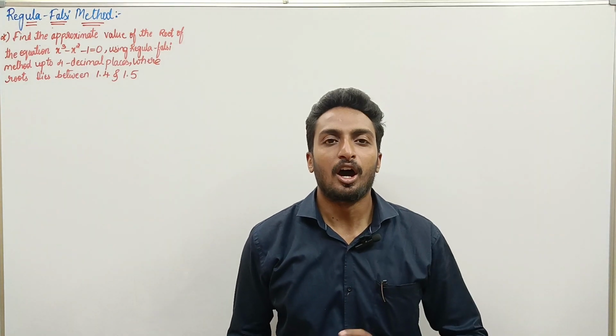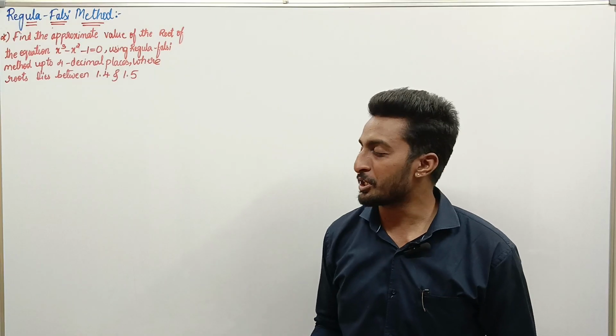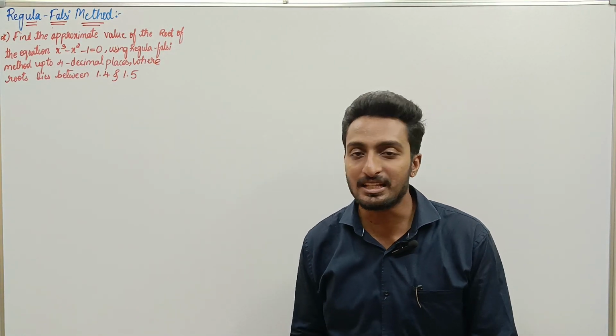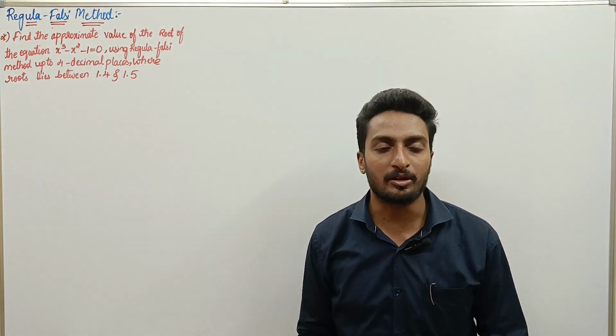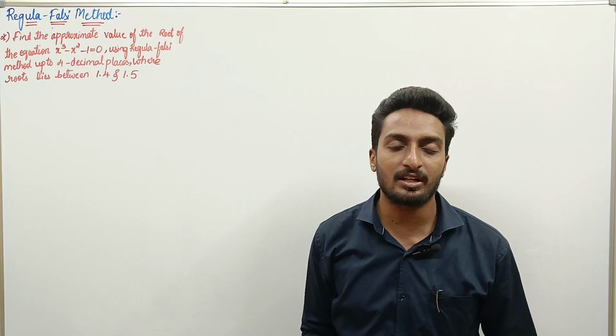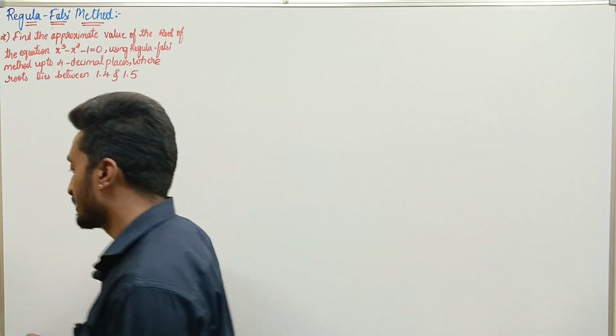Today we are going to learn how to solve the problem on the Regula-Falsi method. Considering the given equation with respect to four decimal values, they have only given that the root lies between 1.4 and 1.5. This is one of the important questions which was asked in the previous main examination. Let us solve step by step.